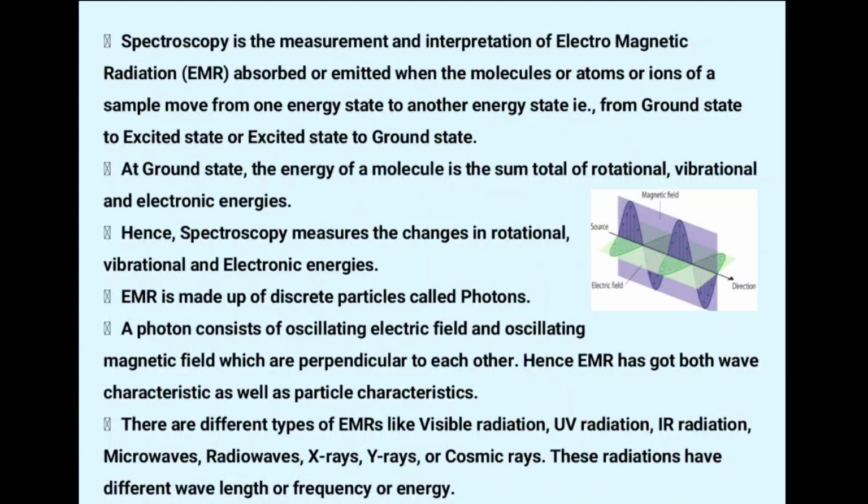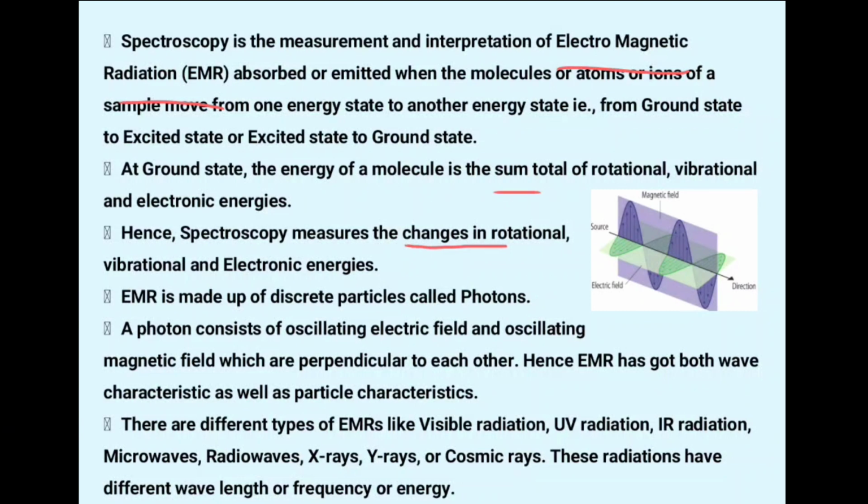Spectroscopy is the measurement and interpretation of electromagnetic radiation absorbed or emitted when the molecules or atoms or ions of a sample move from ground state to the excited state or from excited state to ground state. At ground state, the energy of a molecule is the sum total of rotational, vibrational and electronic energies. Hence, spectroscopy measures the changes in rotational, vibrational and electronic energies.